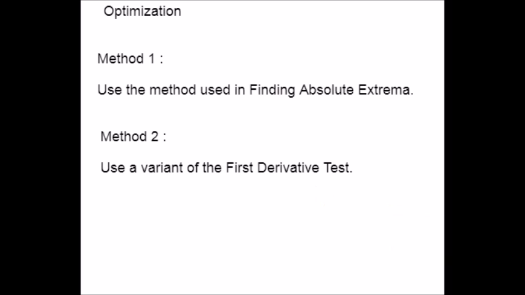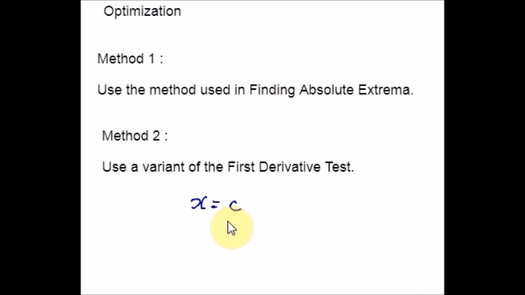Let's suppose that x = c is the critical point of the function we are trying to optimize, f(x). We already know from the first derivative test that if f'(x) is greater than 0 immediately to the left of x = c, that is, the function is increasing immediately to the left, and if f'(x) is less than 0 immediately to the right of x = c, it means the function is decreasing immediately to the right, then x = c will be a relative maximum of f(x).